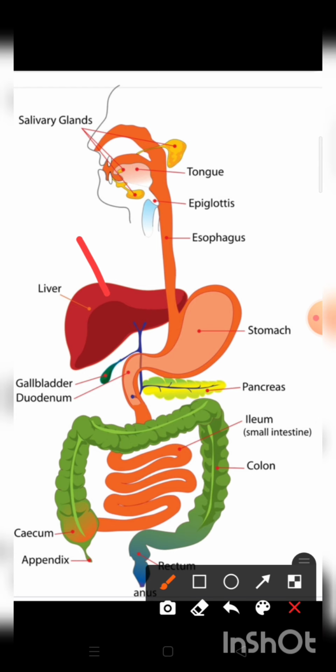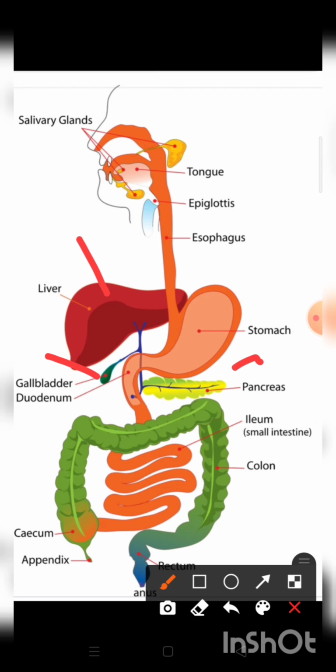The liver is a reddish brown gland situated in the upper part of the abdomen on the right side. It is the largest gland in the body. It secretes bile juice that is stored in a sac called the gallbladder. The bile plays an important role in the digestion of fats.